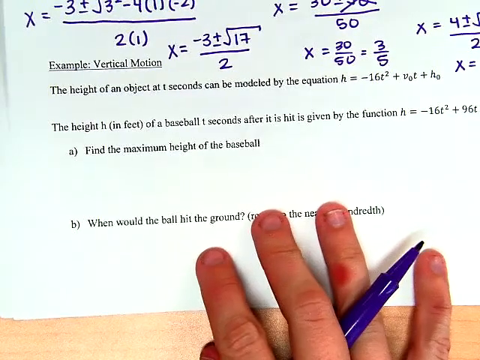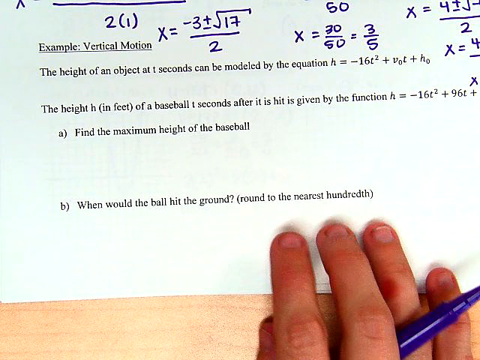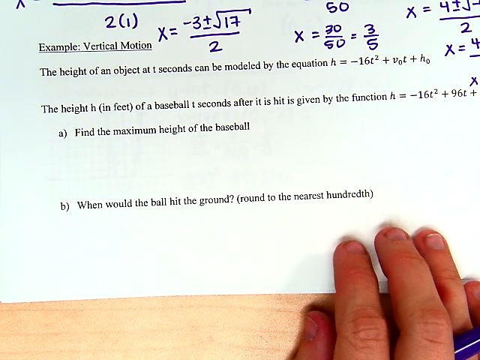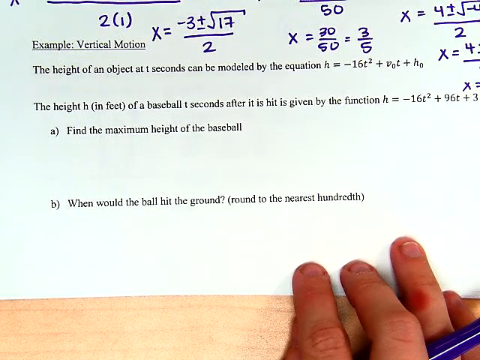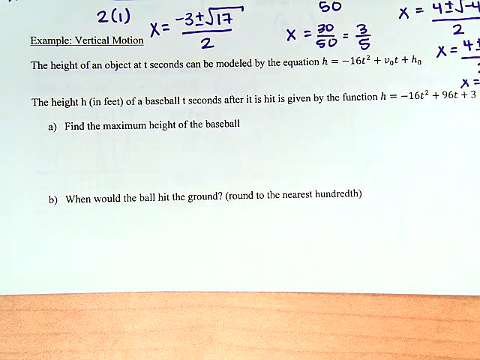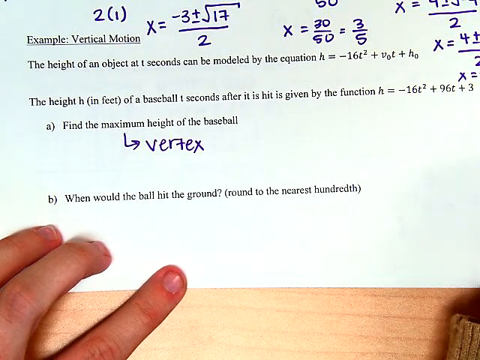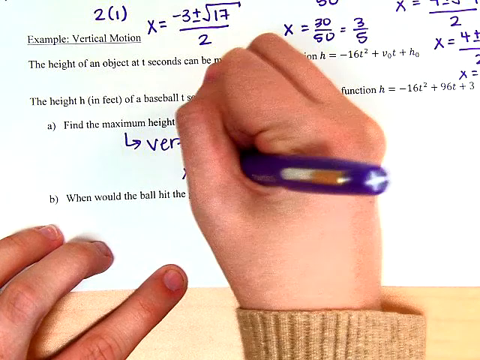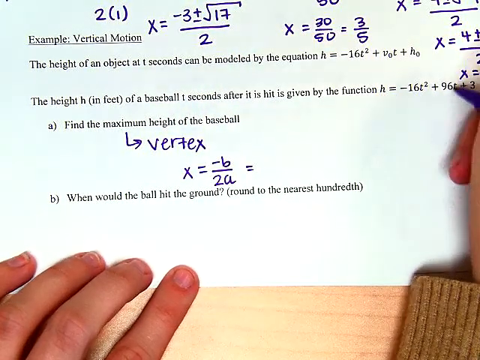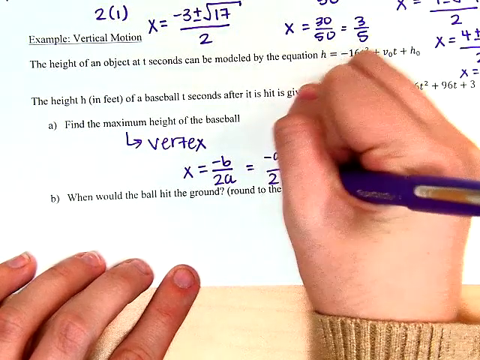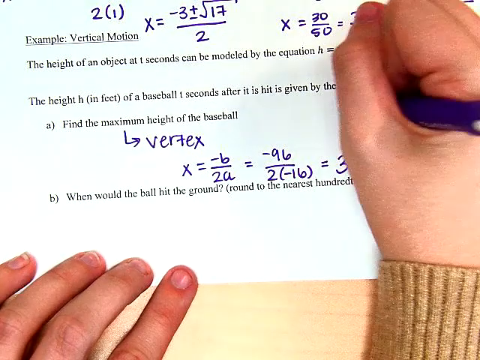Okay, one more. The height of an object at t seconds can be modeled by the equation, and it says the height in feet of a baseball t seconds after it is hit is given by the function. And it says find the maximum height. The maximum height is my vertex. Do you remember that from way back when? So that's my -b over 2a. That's that part. So if I plug my equation in, -b, so -96 over 2 times -16, and I get 3. So that's like my x value of this thing.